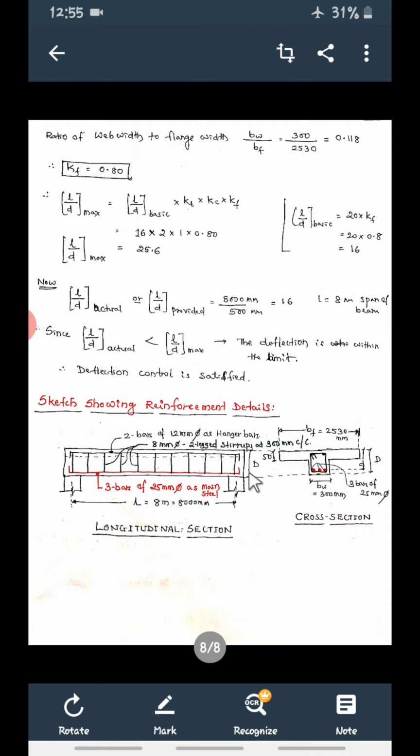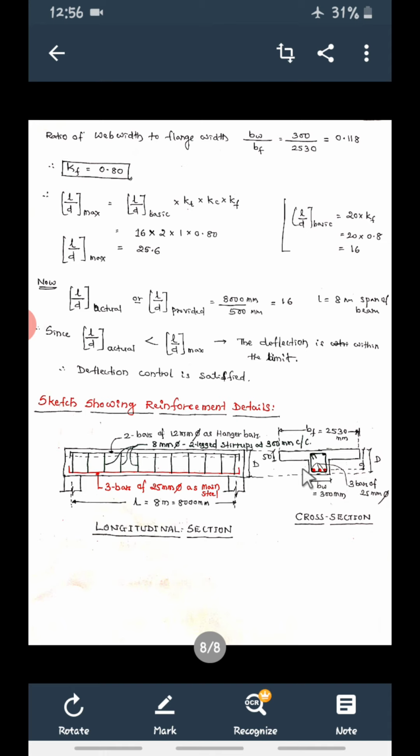Last, you have to sketch the reinforcement. This is the longitudinal section. Bottom main steel: 3 bars of 25 mm diameter as main steel. At the top, these are hanger bars: 2 bars of 12 mm diameter as hanger bars or anchor bars. Then these are the stirrups you have designed: 8 mm diameter, 2-legged at 300 mm center to center, the spacing from one stirrup to another.